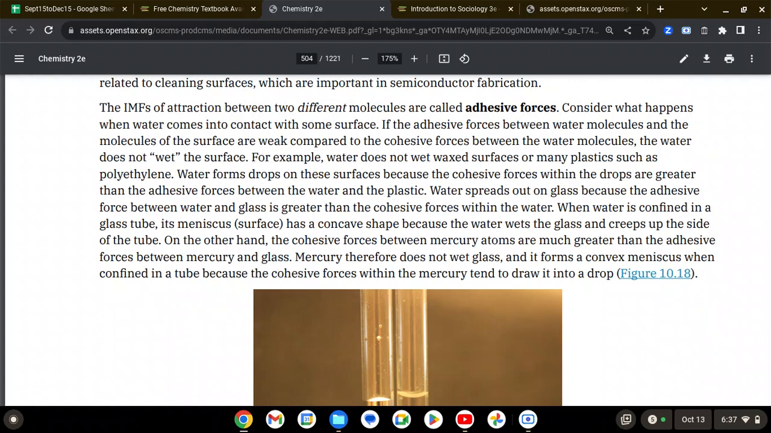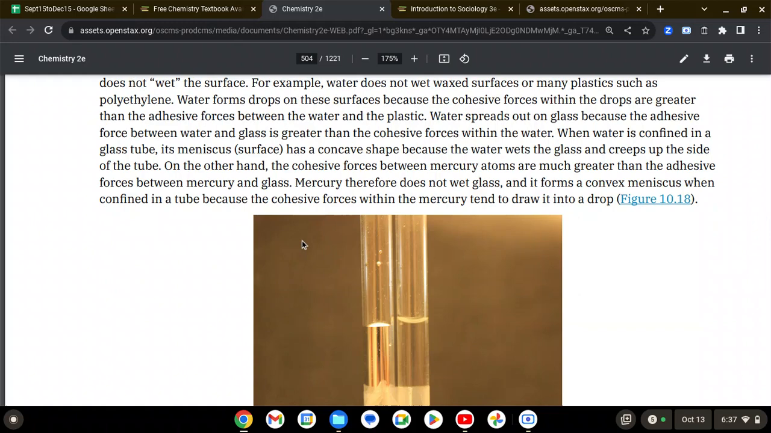Water spreads out on glass because the adhesive force between water and glass is greater than the cohesive force within the water. When water is confined in a glass tube, its meniscus has a concave shape because the water wets the glass and creeps up the side of the tube. On the other hand, the cohesive forces between mercury atoms are much greater than the adhesive forces between mercury and glass. Mercury therefore does not wet glass, and it forms a convex meniscus when confined in a tube because the cohesive forces within the mercury tend to draw it into a drop.